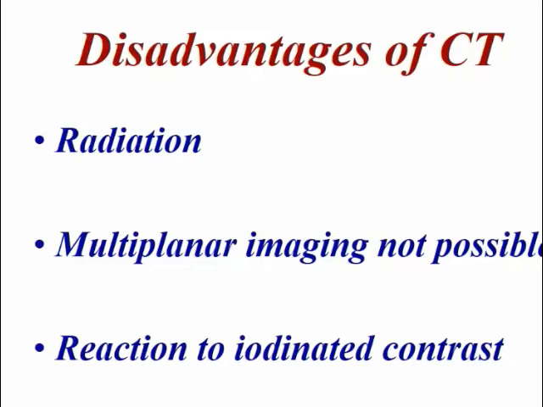It may be 6 or 7 millisieverts. But if you start bombarding the child with arterial phase, venous phase, equilibrium phase, then the radiation can go up to 8 or 9 millisieverts. So that is pretty high.